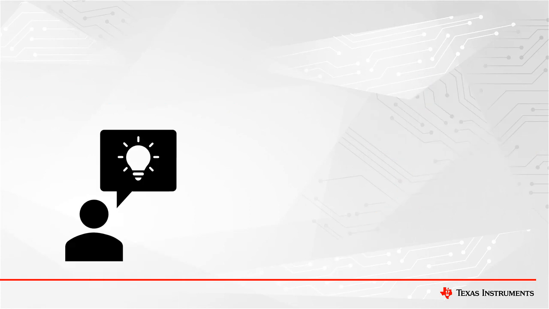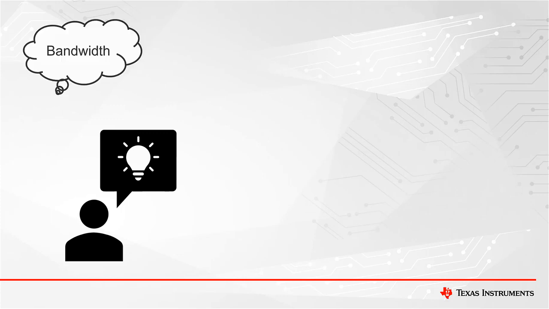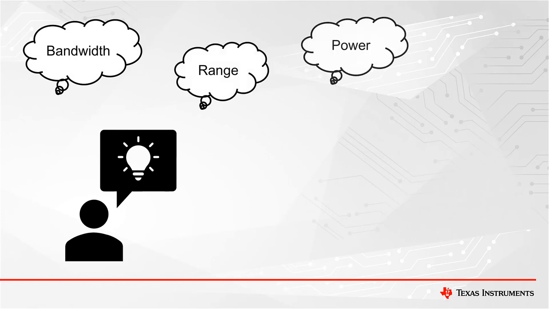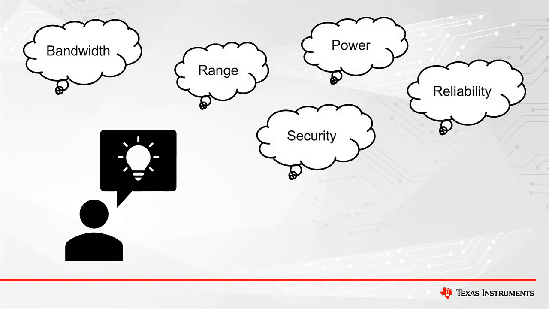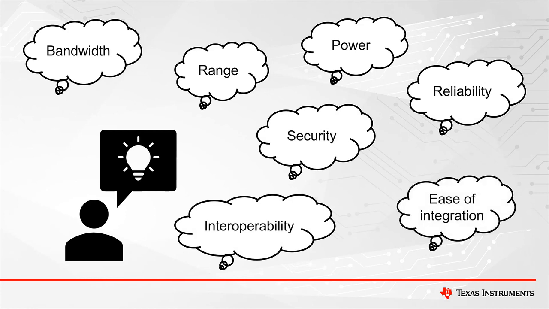Selecting the right connectivity interface requires understanding the desired use case for the product and considering the different wireless options. The main factors to consider are the required bandwidth, range, power, security, reliability, interoperability, and ease of integration. In the following slides, we will cover at a high level the concerns for each of these factors and will check whether Wi-Fi is a match.